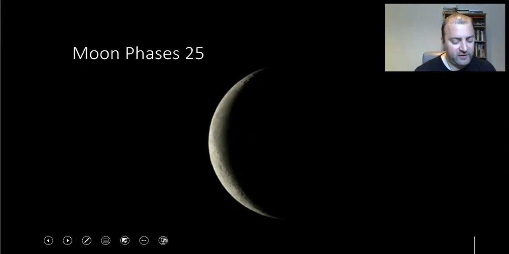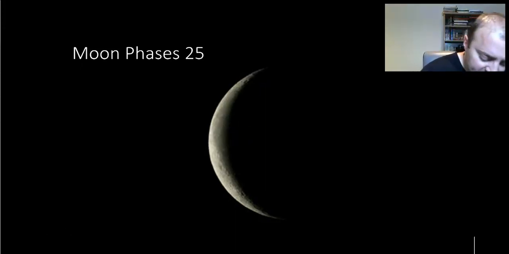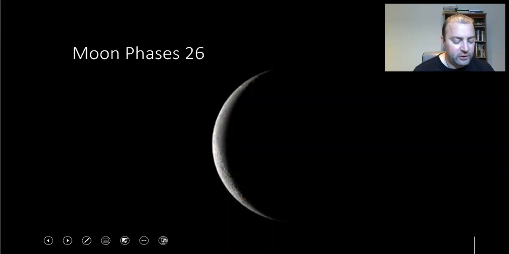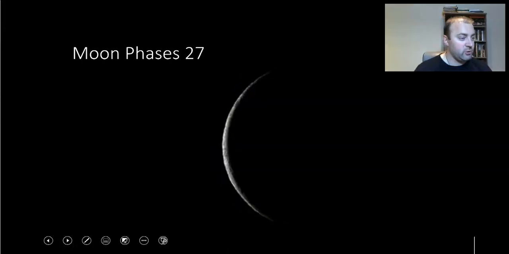So again, day 25, thinner crescent. We do have a crater visible there. Day 26, even thinner crescent, still see some visible craters. And day 27 is our last image where we have barely any moon at all.